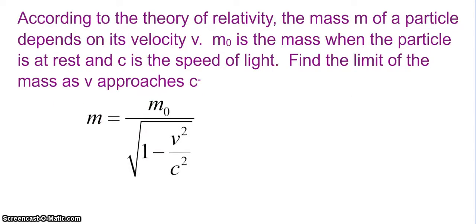Okay, next one. According to the theory of relativity, the mass m of a particle depends on its velocity v. M sub 0 is the mass when the particle is at rest, and c is the speed of light. Find the limit of the mass as v approaches the speed of light from the left. So I want you to pause the video and try to answer this limit. Unpause when you're ready to check your work.